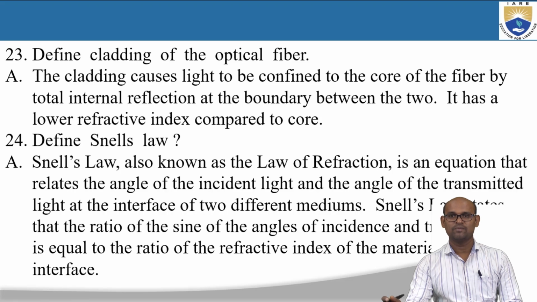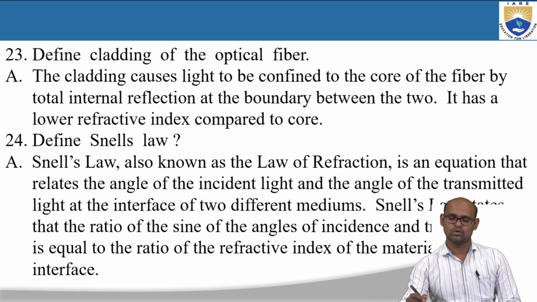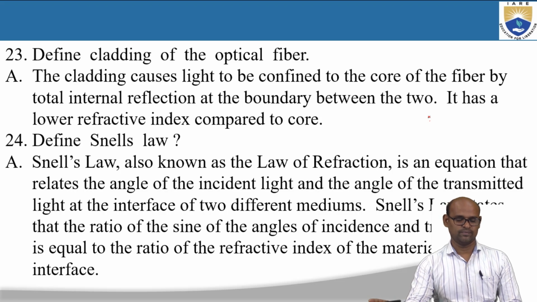Define cladding of the optical fiber. The cladding causes light to be confined to the core of the fiber by total internal reflection at the boundary between the two. It has a lower refractive index compared to the core. So core is innermost, and next to the core there is cladding, and the advantage of cladding is that it confines the light into the core and it has lower refractive index compared to the core.